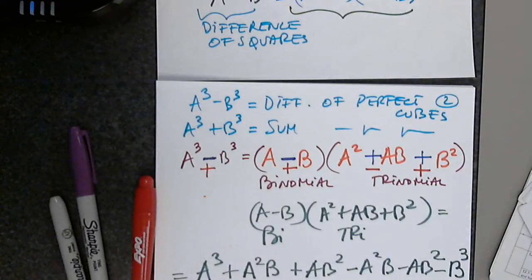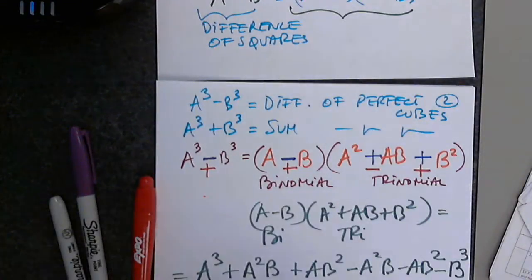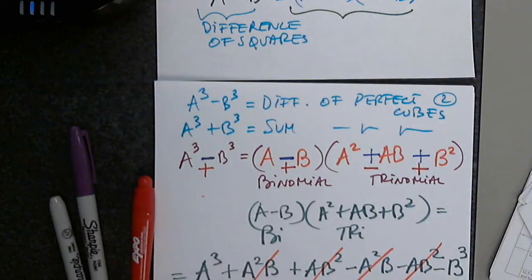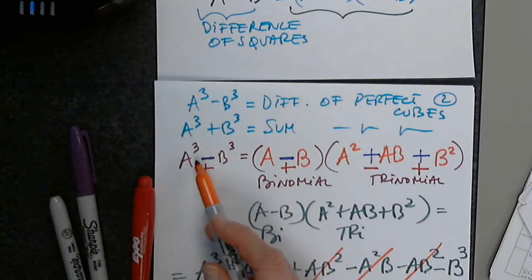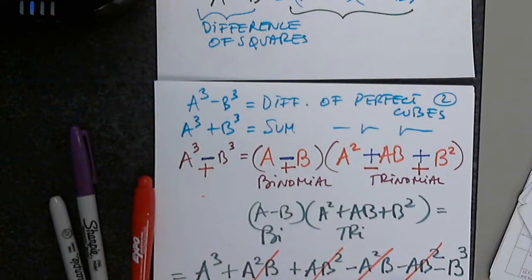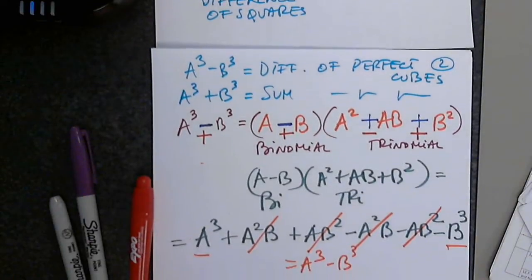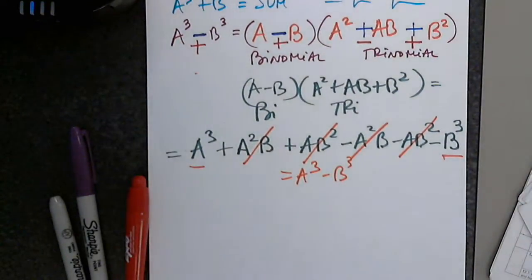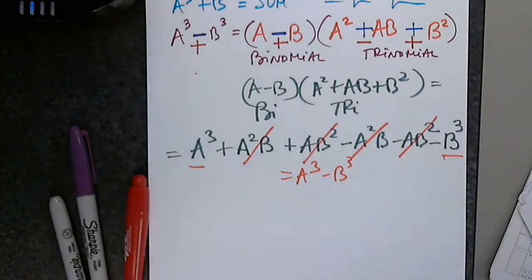How many terms should be left? 2. So 4 of those have to cancel each other out. So let's see. I see an a squared b with a negative a squared b. I see an ab squared with a negative ab squared. So is the answer correct as what we expected? Is it a cubed minus b cubed? True? Okay.